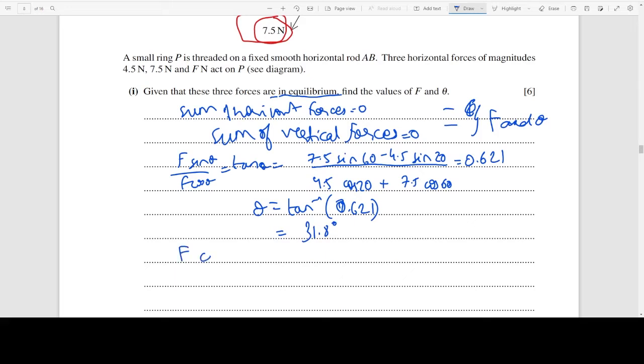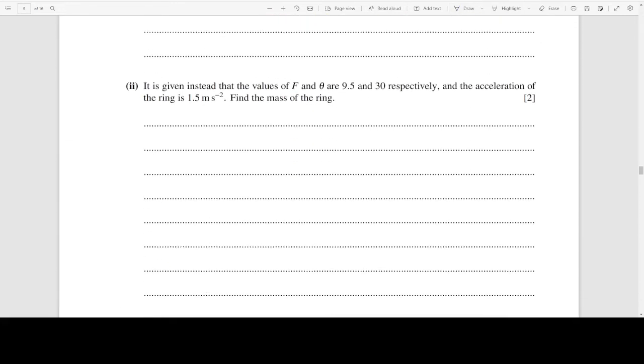And then to find the value of f, we can just use one of the equations. So we have f cos theta is equal to 4.5 cos 20 plus 7.5 cos 60. We already found the value of theta, so we can just substitute this value for theta over here, and we can find f. So it turns out that the f value is actually, I'm just calculating, 9.39. I hope you understood this.